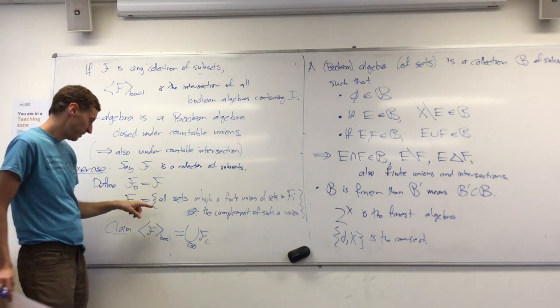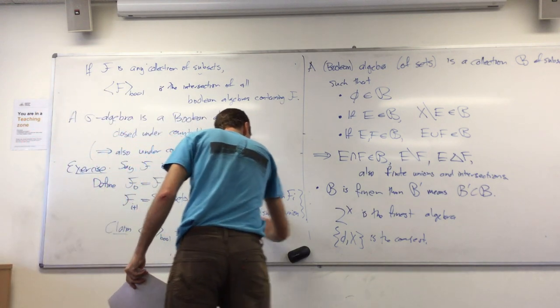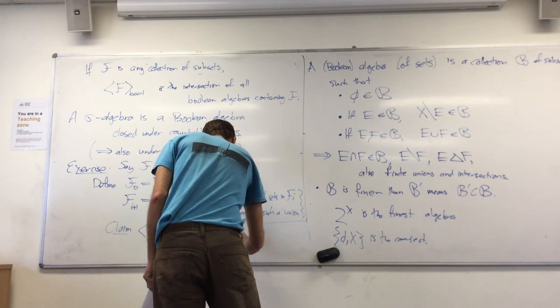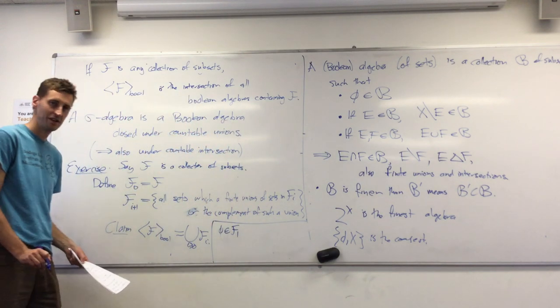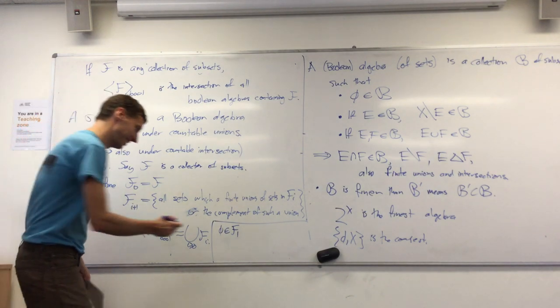So if I take a bunch of sets, F1, first of all, let's do this because it's a bit tricky. The empty set is in F1. Can someone explain why that's true? It's the union of no sets at all. Great. So that's easy.